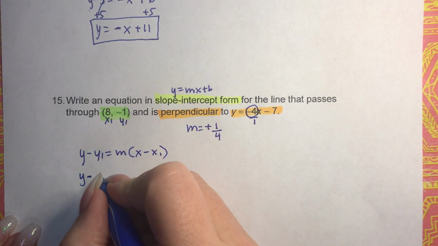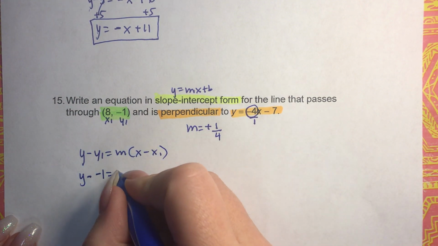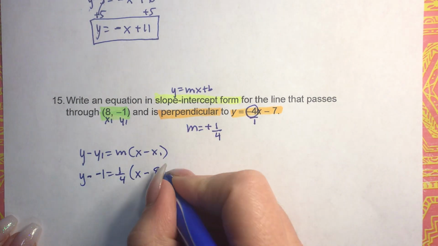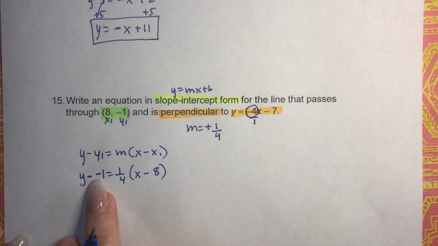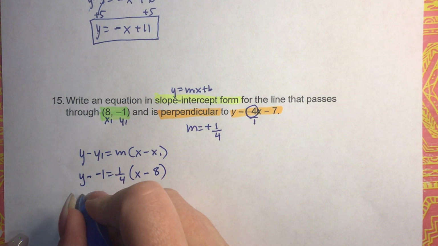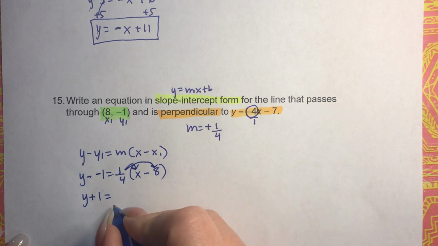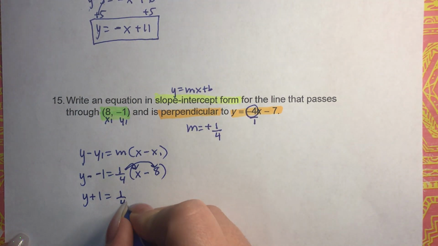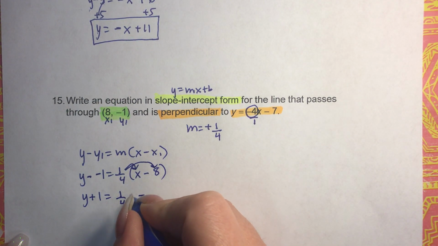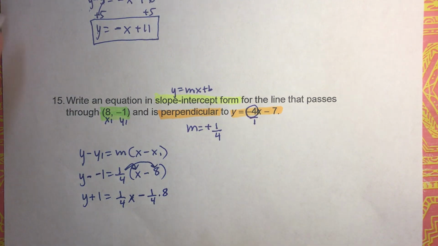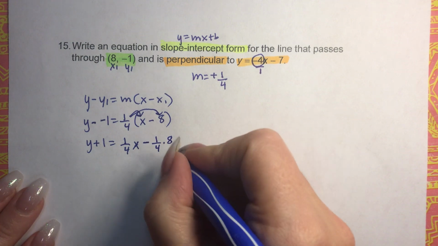Y minus y1 is -1 equals m, which is 1/4, times x minus x1, which is 8. Then we're going to simplify this, right? A negative and a negative are a positive, so we end up with y plus 1, and then we're going to distribute this as well. 1/4 times x is 1/4 x. 1/4 times a negative 8 is 1/4 times 8, and this is 8 over 1.